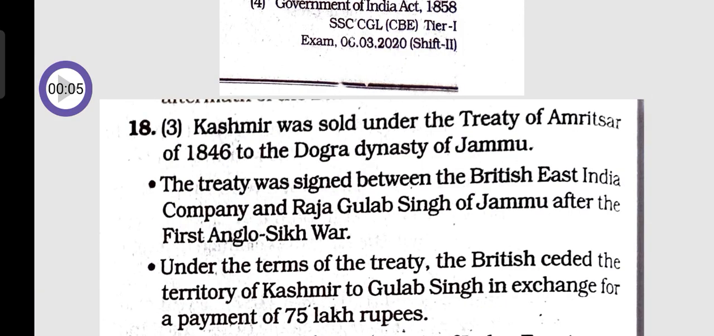So Kashmir was sold under the Treaty of Amritsar of 1846 to the Dogra dynasty of Jammu. The treaty was signed between the British East India Company and Raja Gulab Singh of Jammu after the First Anglo-Sikh War. Under the terms of the treaty, the British ceded the territory of Kashmir to Gulab Singh in exchange for a payment of 75 lakh rupees.